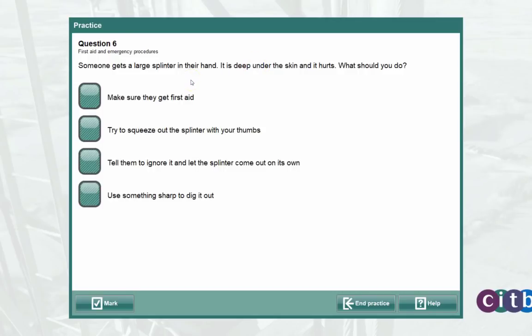Someone gets a large splinter in their hand. It is deep under the skin and it hurts. What should you do? Make sure they get first aid. Try to squeeze out the splinter with your thumbs. Tell them to ignore it and let the splinter come out on its own. Use something sharp to dig it out.